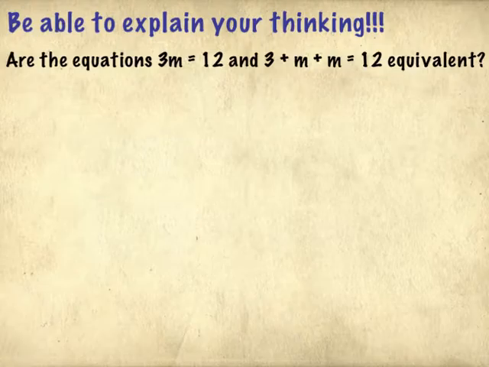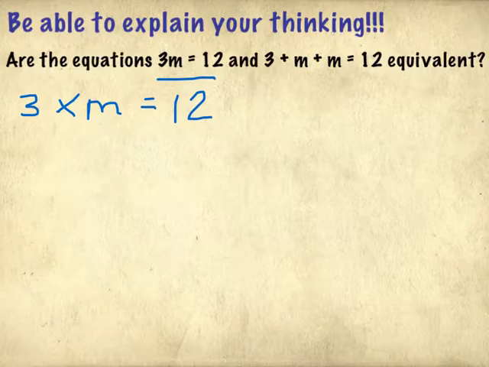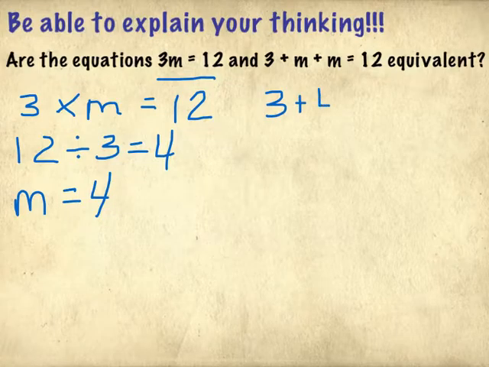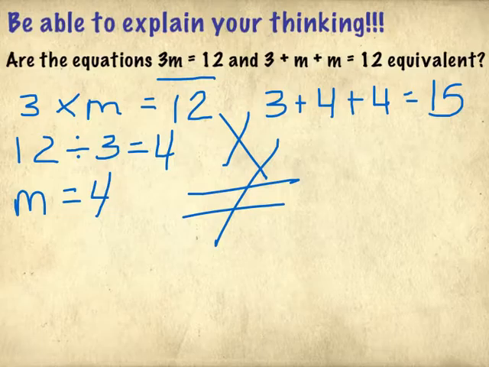So let's start by figuring out if they are equivalent. So 3m equals 12 is the same as 3 times m equals 12. And of course, with my fact families, I know that if that's true, 12 divided by 3 must equal m, which is 4. So in this equation, m is 4. In this one, 3 plus m is 12. So 3 plus 4 is 7, not 12. So m in this one does not equal 4. These guys are not equivalent. So I found that out. Then I need to be able to explain it.